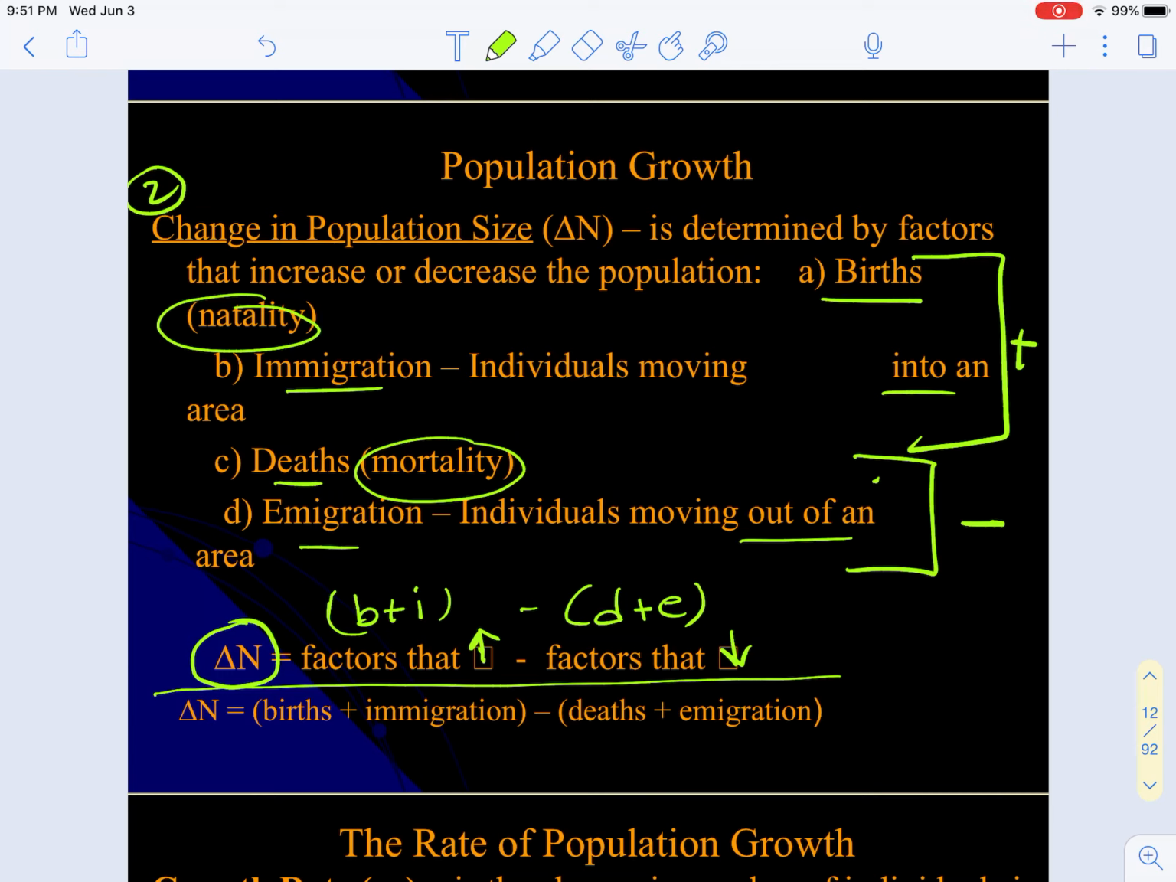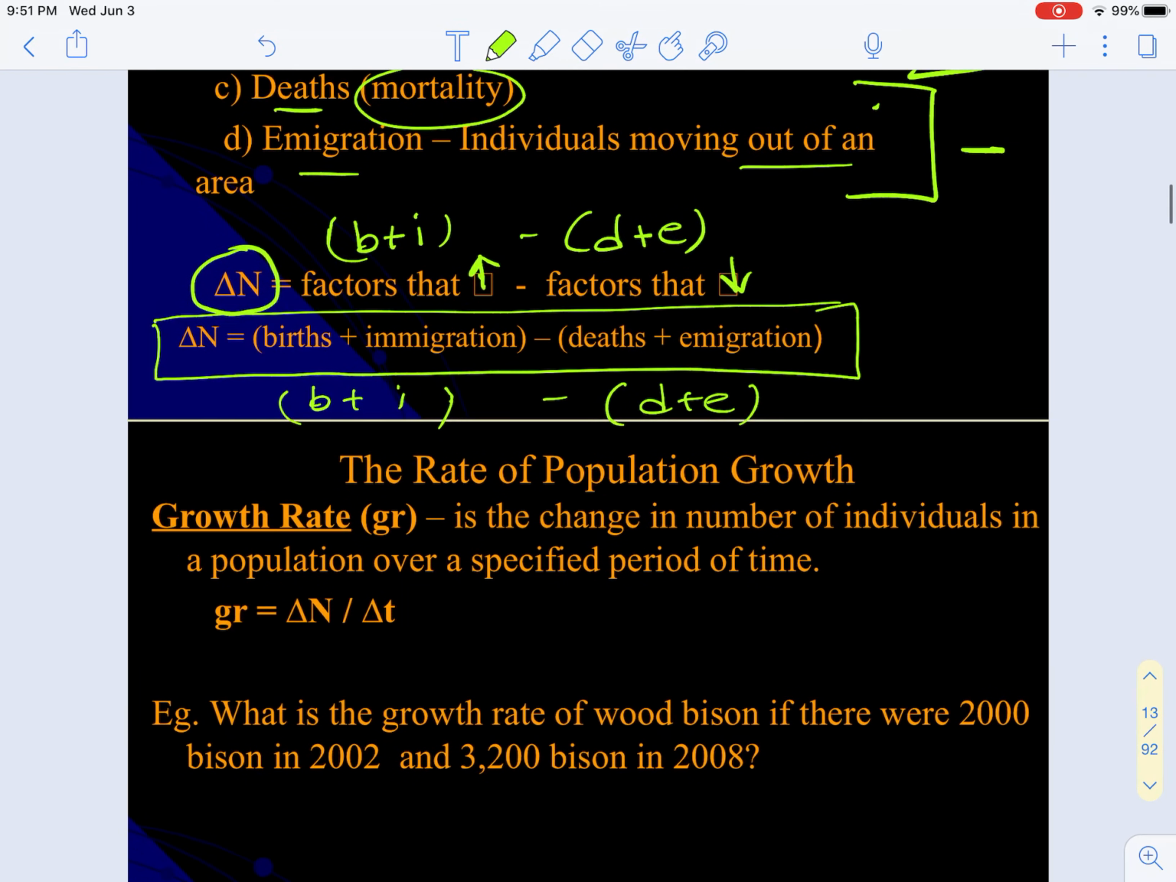Now on your data sheet, you will see this, factors that make it go up minus factors that make it go down. What you have to remember is that's B plus I minus D plus E, births and immigration, which make it go up, subtract the deaths plus emigration that make it go down. Okay?